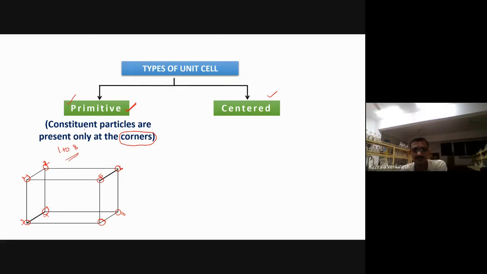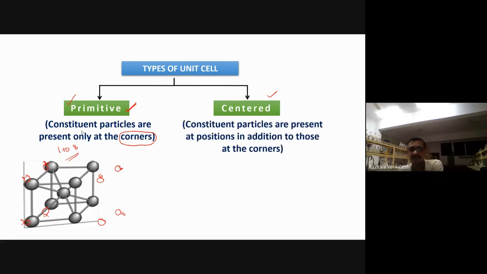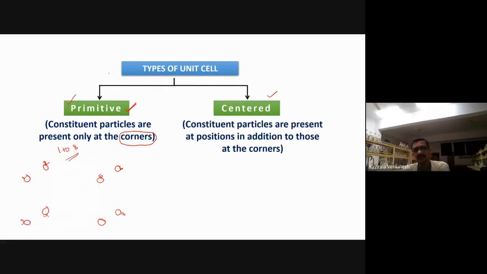Next we will see centered unit cells here. What is a centered unit cell? Now, in the centered unit cell, constant particles will be present at the corners, as well as in addition, some positions will be there. Constant particles are present at positions in addition to what? Corners. Some positions will be there, like what? End centered, body centered, face centered. Okay. So what is actually this centered unit cell?